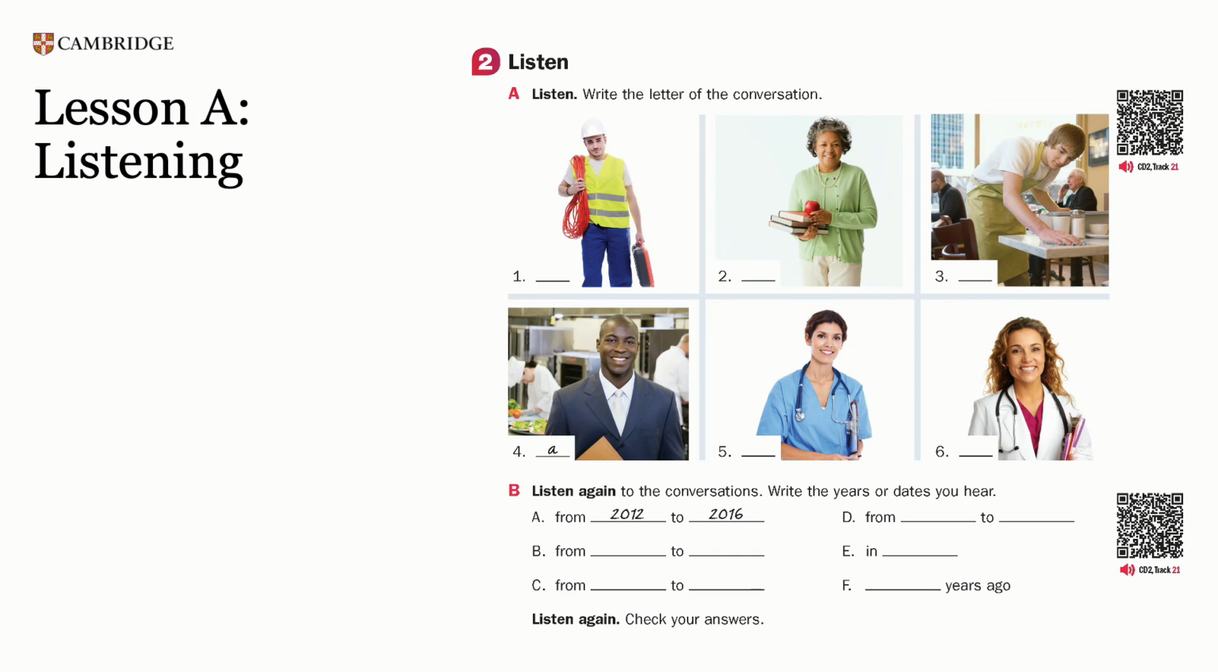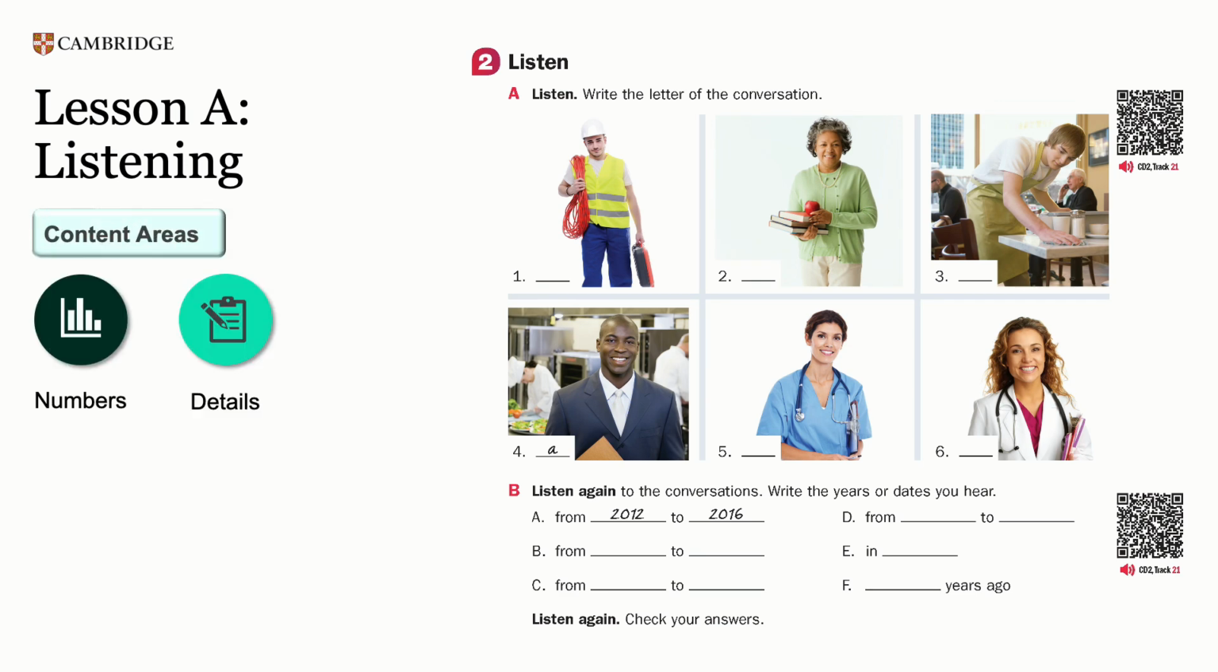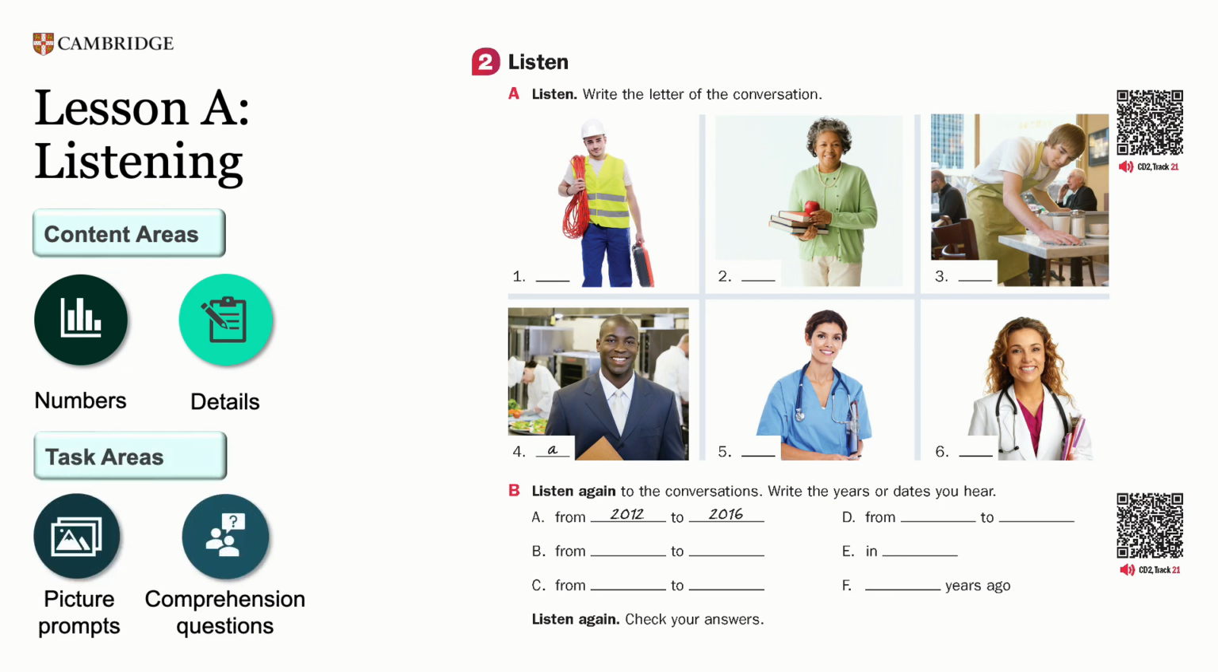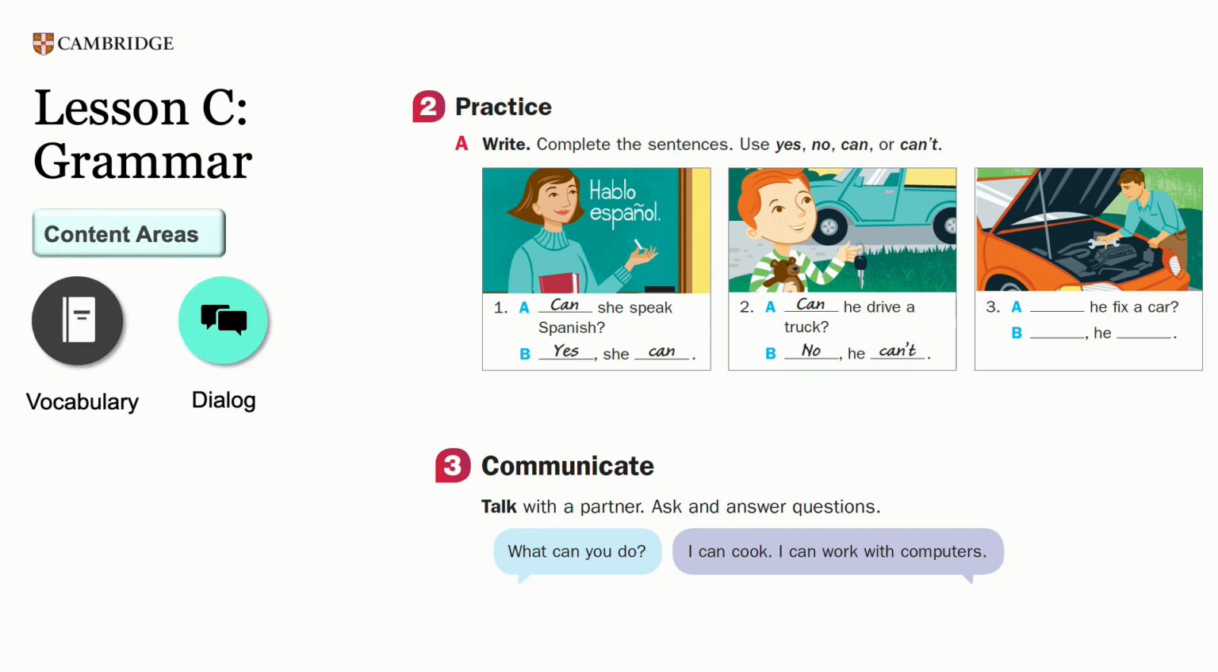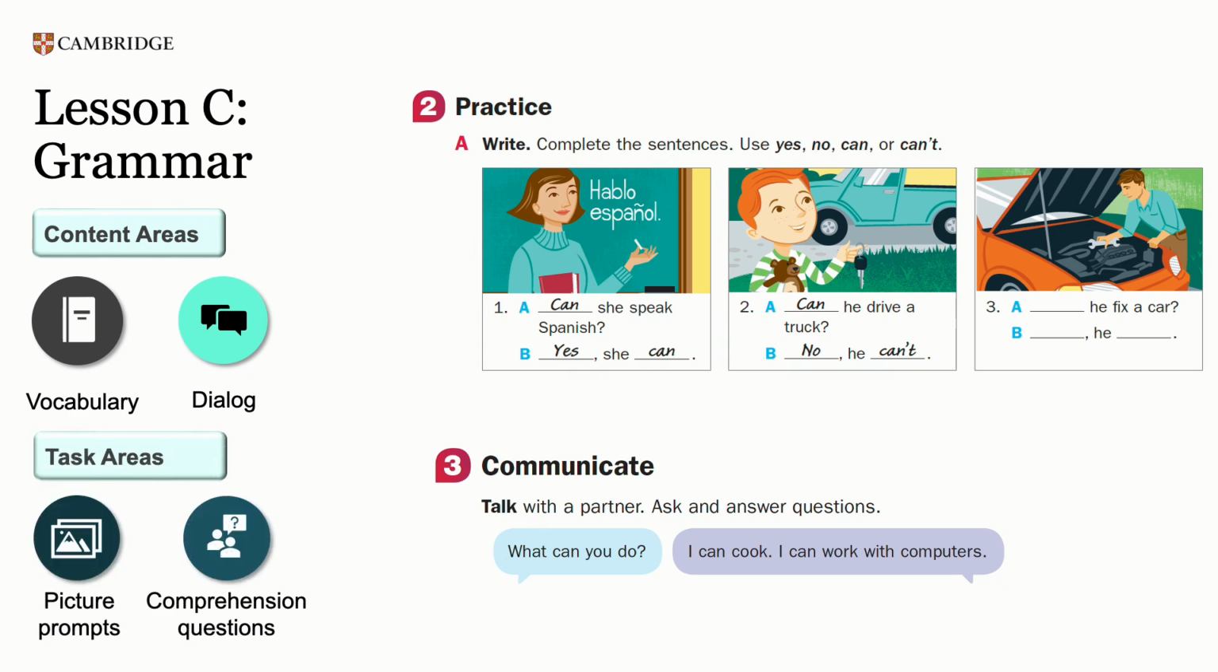Lesson A covers the content areas of numbers and retelling key details. These activities feature picture prompts and comprehension questions like the test items on the CASAS tests. Lesson C, Activities 2 and 3. Lesson C covers the content areas of high-frequency vocabulary, dialogues, and conversations. Here the activities use picture prompts and ask students to complete conversations like those on the tests.